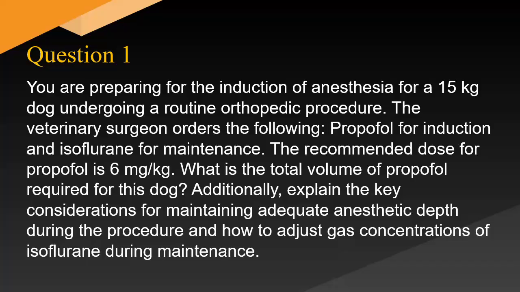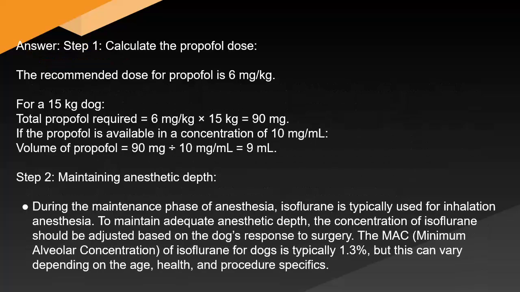Additionally, explain the key considerations for maintaining adequate anesthetic depth during the procedure and how to adjust gas concentrations of isoflurane during maintenance. Answer. Step 1. Calculate the propofol dose. The recommended dose for propofol is given per kg for a 15 kilogram dog. Total propofol required equals dose times 15 kg. If the propofol is available in a concentration of mg/ml, the volume of propofol equals the total dose divided by the concentration, in ml.